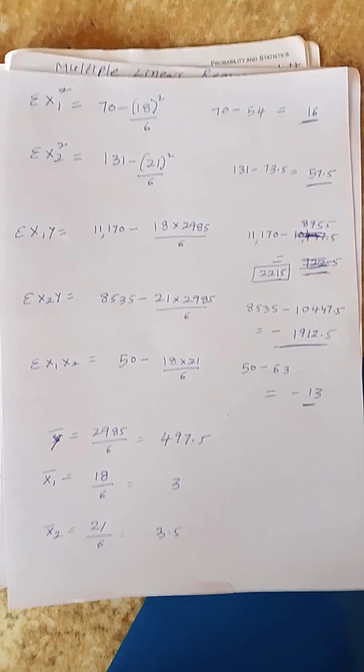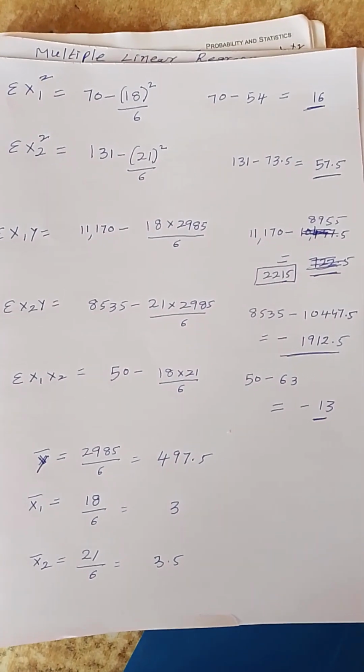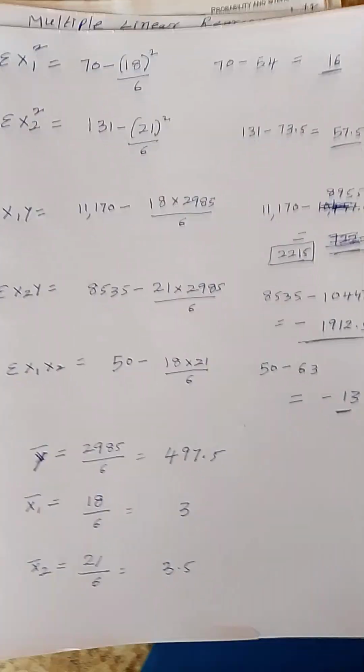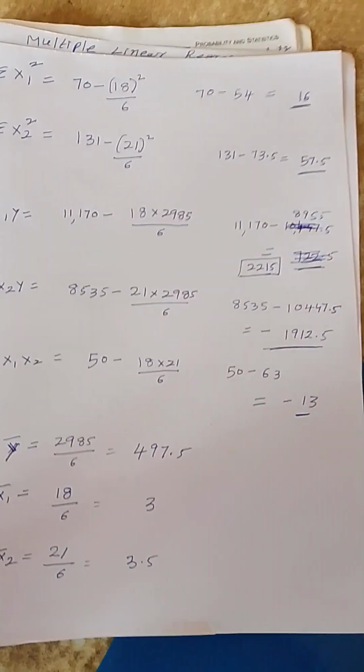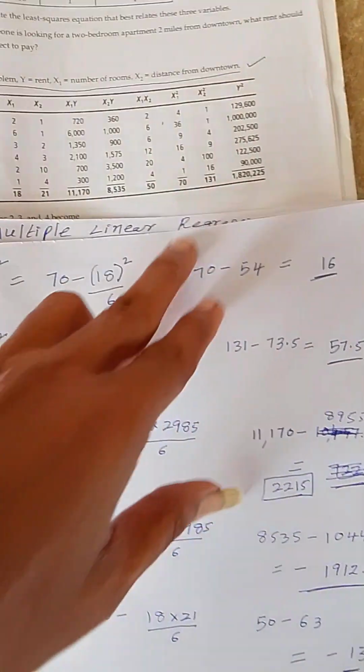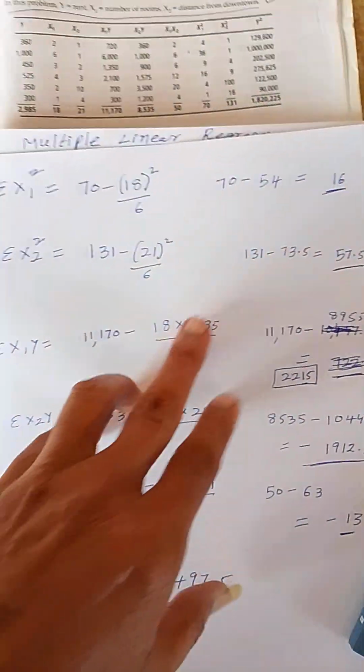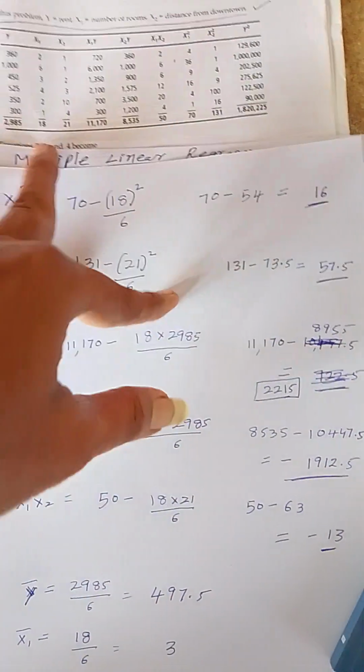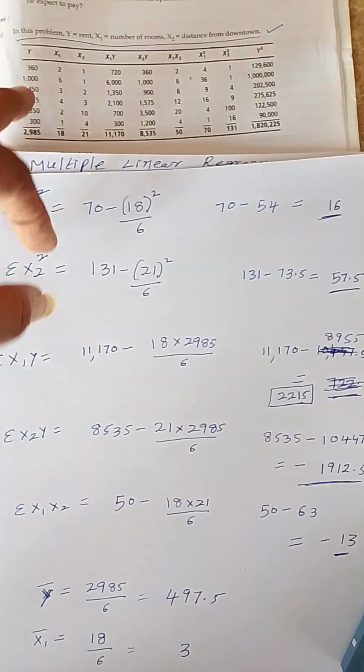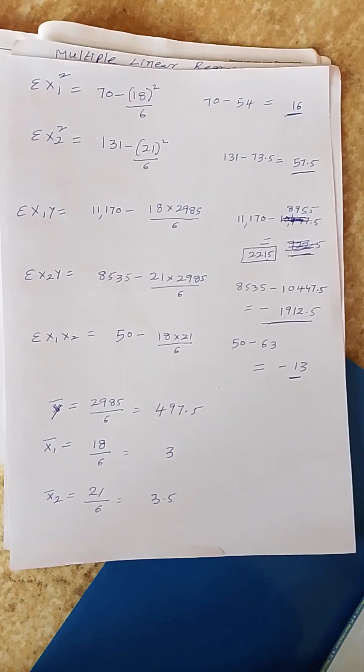Is it there, my dear students? See how I calculated sigma x1 square. Sigma x1 square is equal to, I have taken sigma x1. How much is sigma x1? 70. So sigma x1 whole square means 18 whole square by n. N means number of 60. Likewise, independently we need to calculate, my dear students.